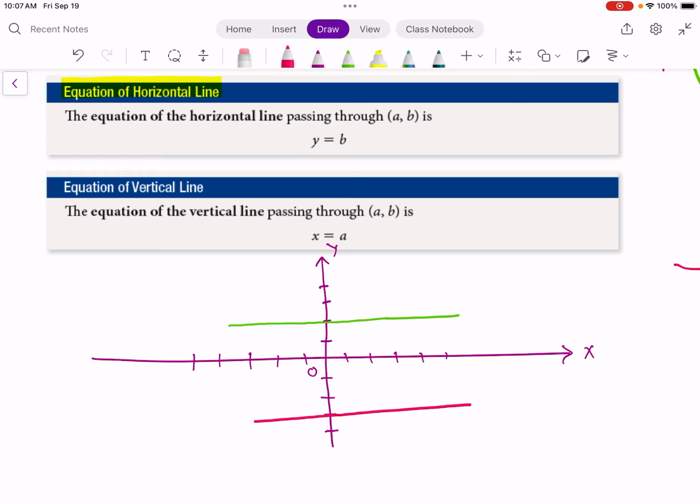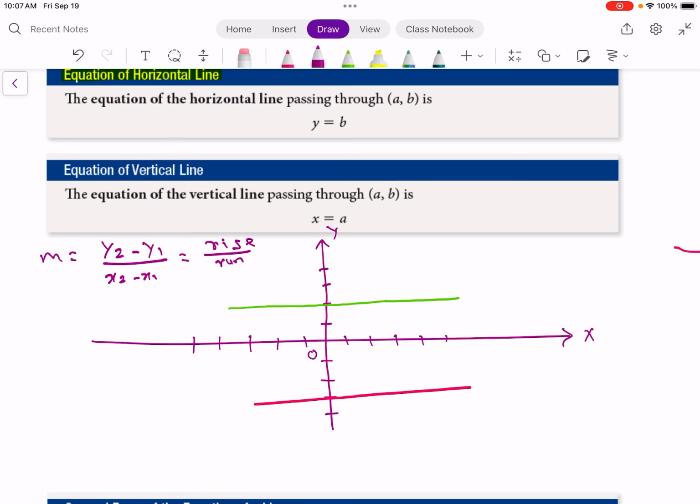At first, what will be the slope of this kind of line? How do we define our slope? Our slope m is rise over run. The rise is the difference of the y coordinates and the run is the difference of the x coordinates, so we have rise over run.